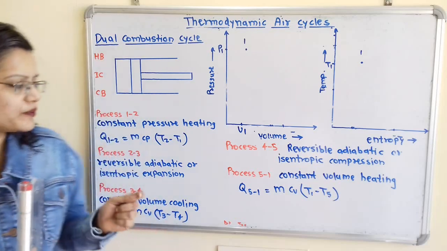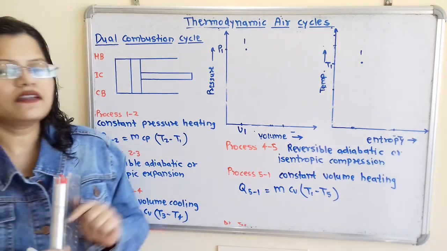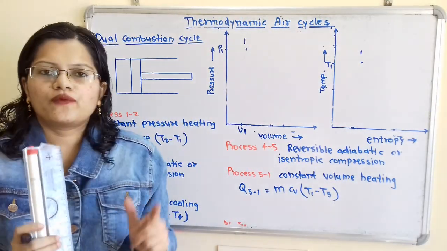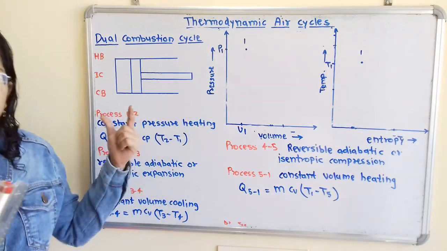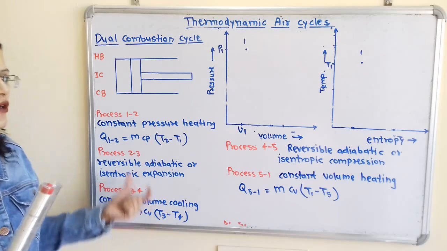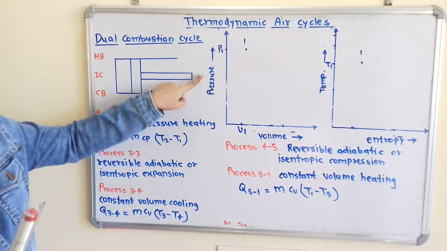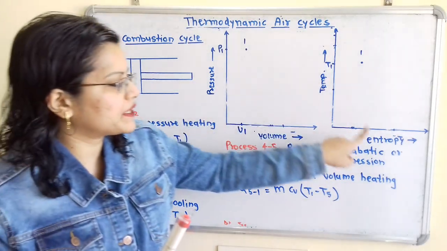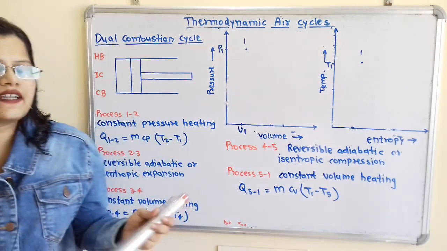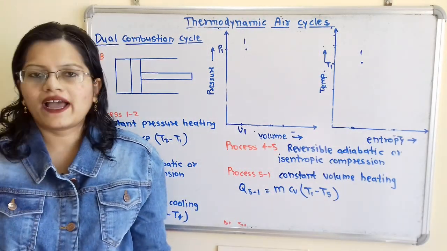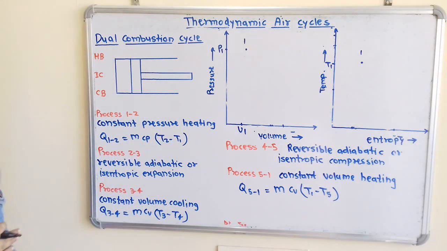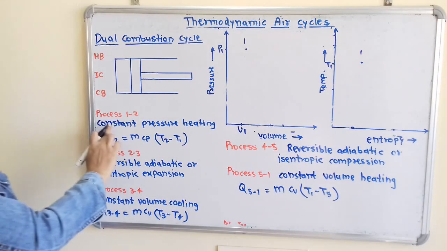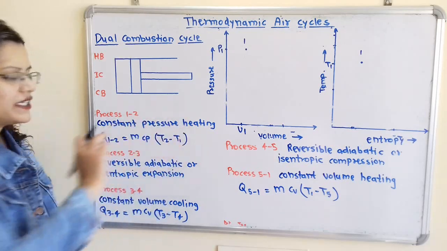Now when we observe these processes and to draw this diagram, we must note down what is the relation between pressure, volume, temperature and entropy as these processes are taking place. That relation is important, that you have to note down in your notebook. So we will move to the first process. First process is constant pressure heating.